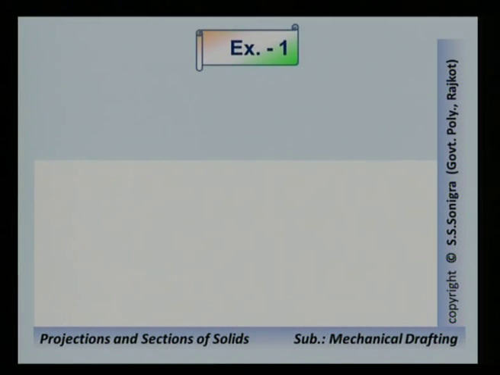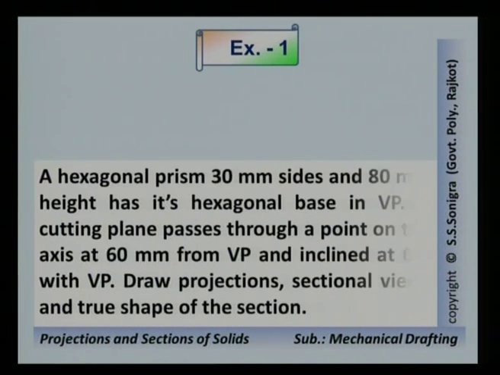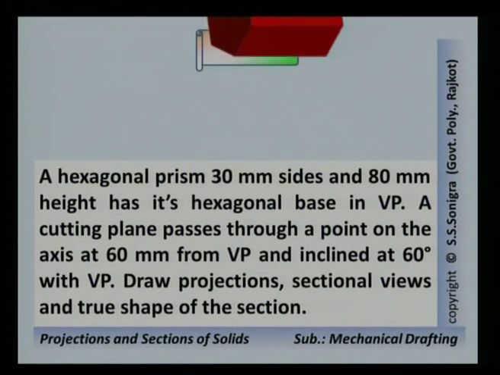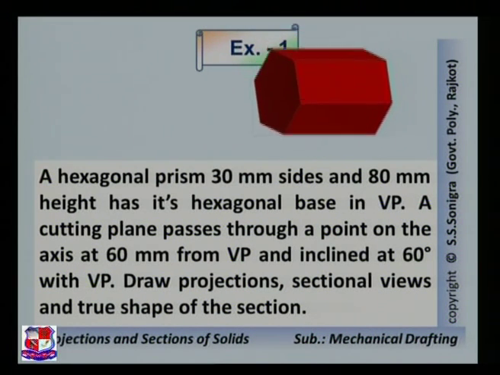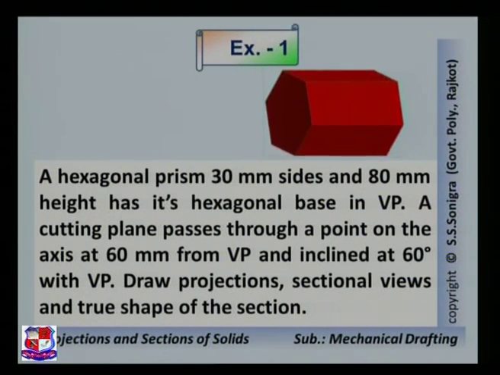Now this is the first example. A hexagonal prism, 30 mm sides and 80 mm height, has its hexagonal base in the vertical plane. A cutting plane passes through a point on the axis at 60 mm from VP and inclined at 60 degrees to the vertical plane. Draw projections, sectional views and a true shape of the section.